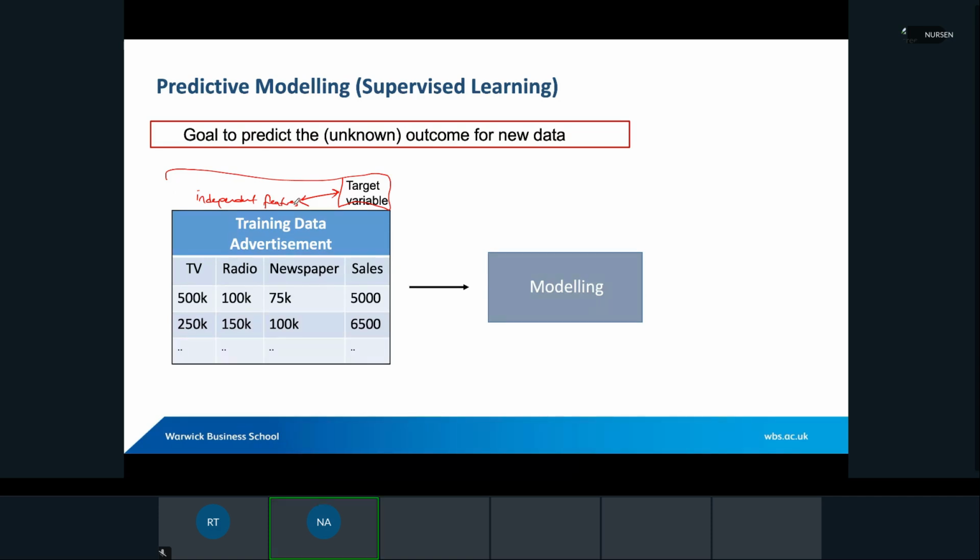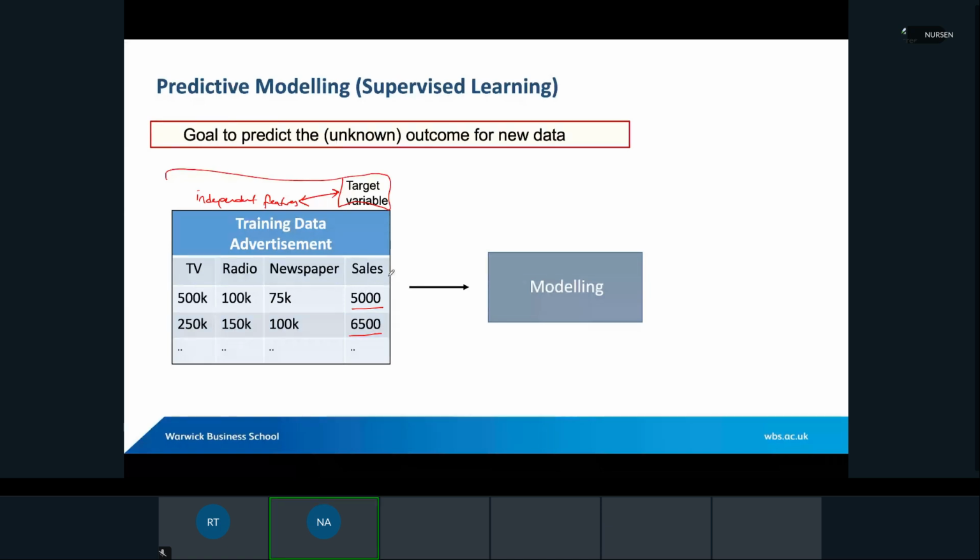As an example, let's say we have an advertisement case. We are allocating some budget to different advertisement channels like TV, radio, newspaper, and we observe the outcome in terms of sales. So when we allocate 500K to TV, 100K to radio, 75K to newspaper, we observe 5,000 sales. When we allocate different budgets to the channels, we observe 6,500. Our historical data keeps all of this information, and the model learns the sales amount and how much budget we allocated to each channel.